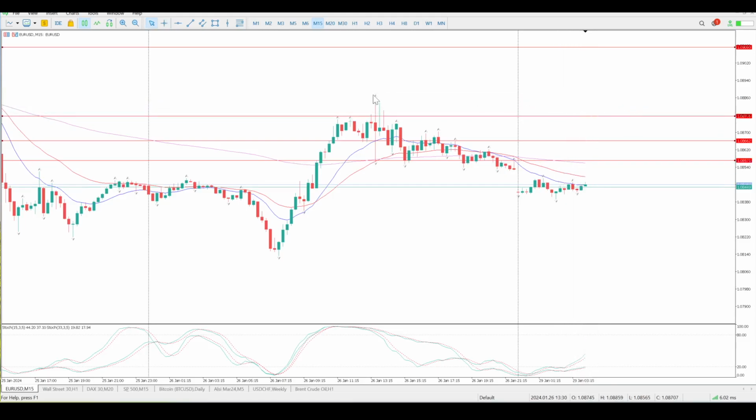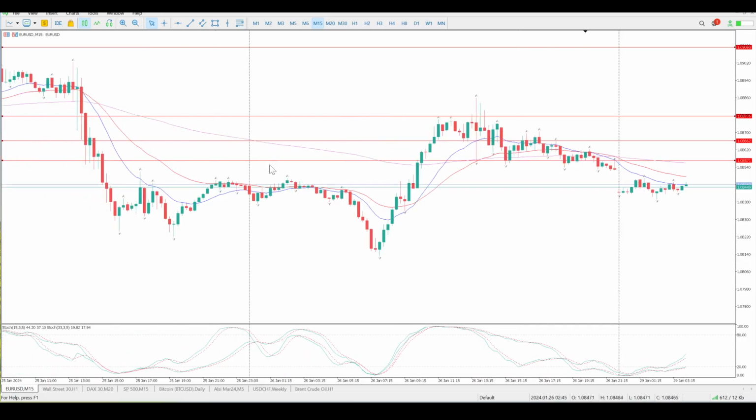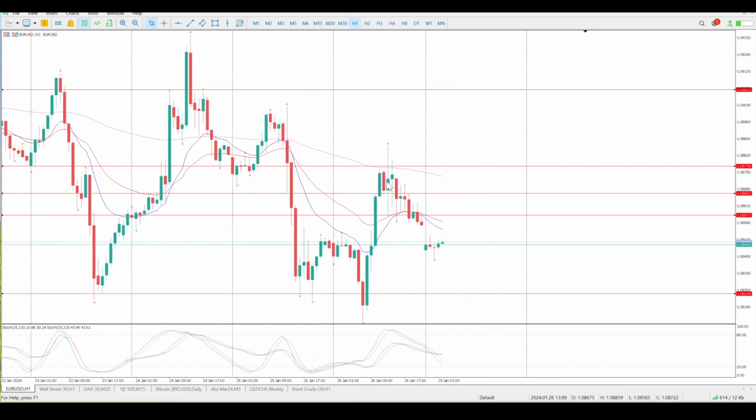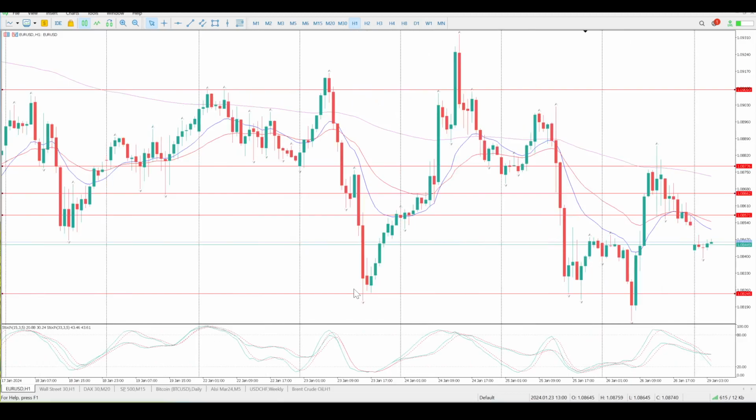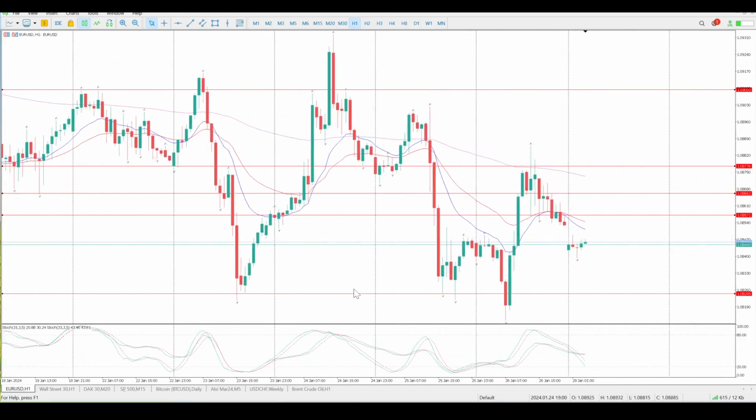300 point stop loss above the high of yesterday, and you'd be looking for a move to the downside. The first area would be this 108.245, and if we come back to the hour, you'll see that it lines up with a lot of structure to the left. So that's kind of the first thing that I'd be doing.